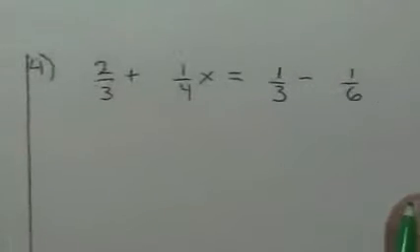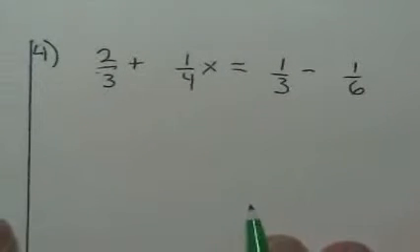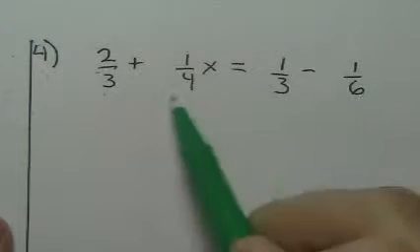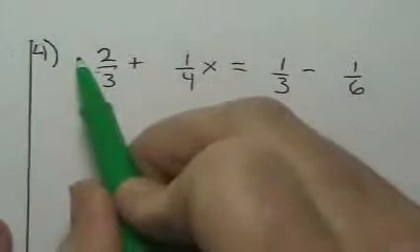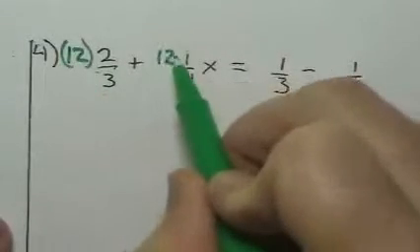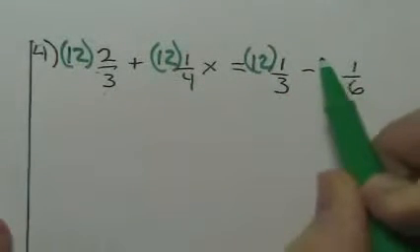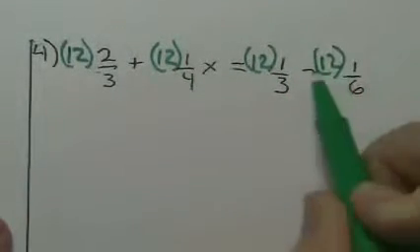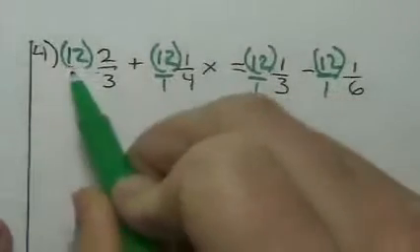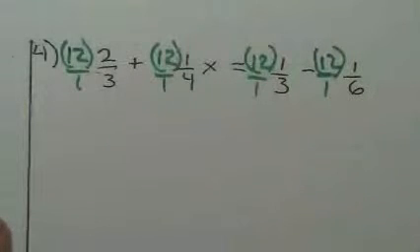Okay, let's go to number 4. Slide over. So we have a 3, 4, 3, and 6. Okay, they all fit into 12. So I'll multiply every term by 12. And again, if you want to put a 1 under it, you can. But just realize that the 12 is on top. It's not on the bottom.